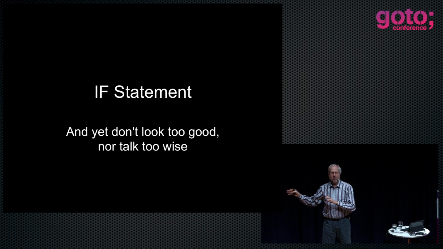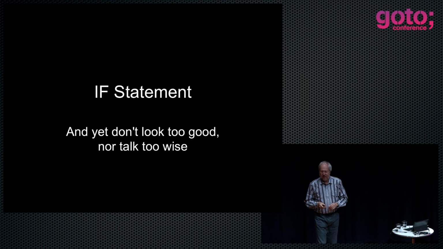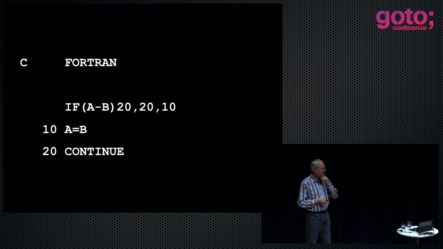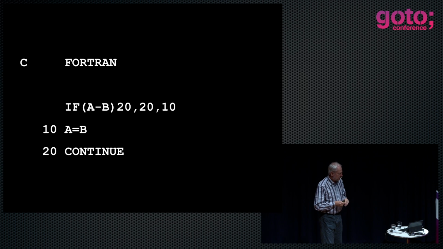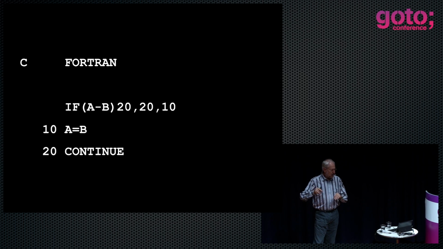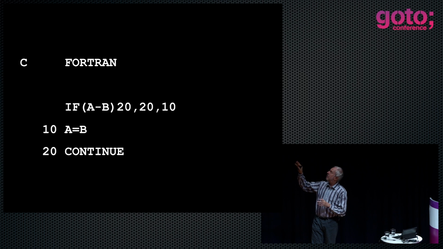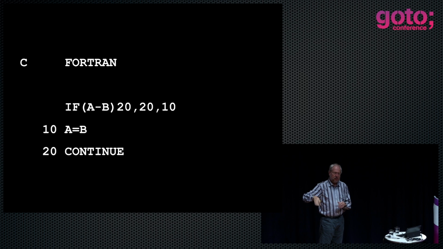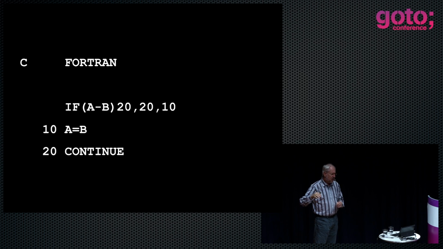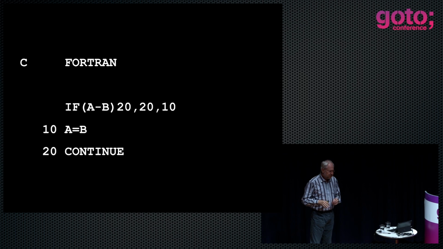So let me take you through the years and look at the evolution of the if statement. We start with Fortran. Here we have a Fortran computed GOTO statement. So if the difference between A and B is negative or 0, we'll jump to statement 20, which does nothing. Otherwise, we'll jump to statement 10.